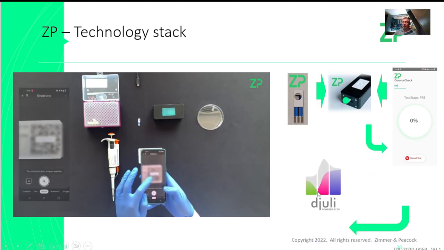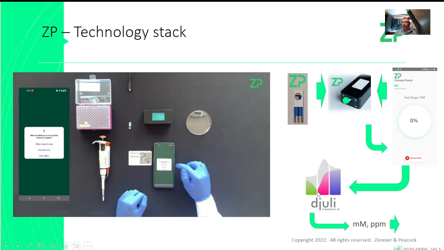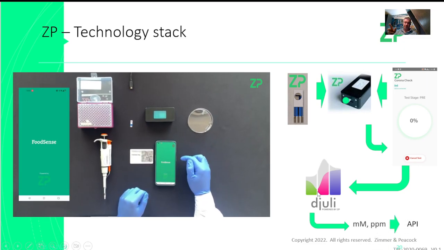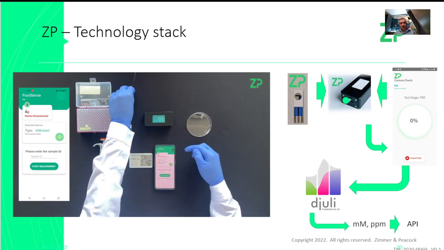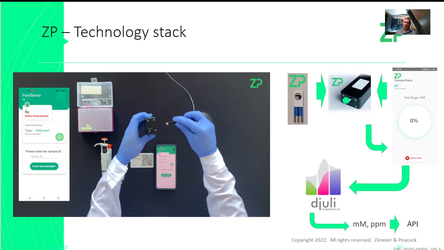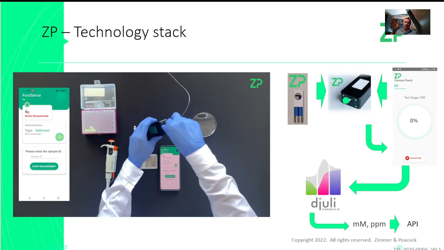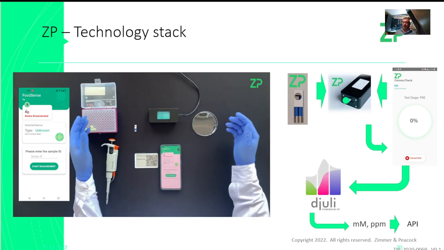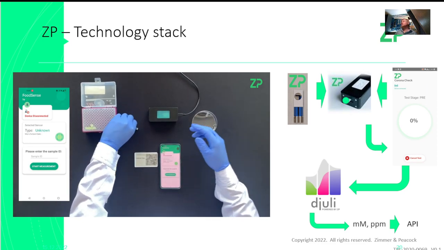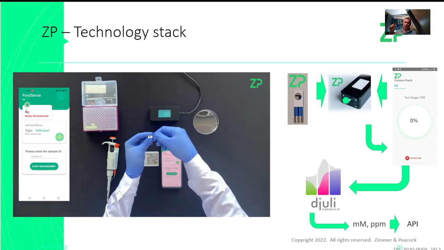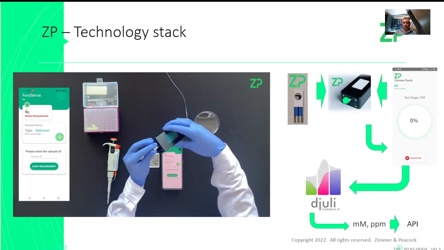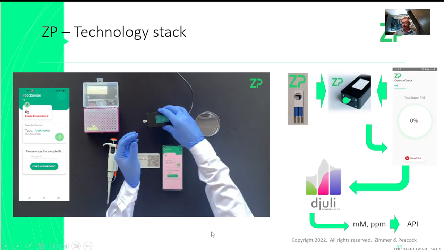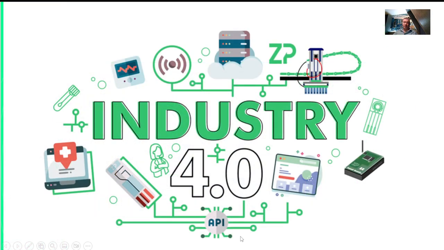and even in that technology stack, we definitely have an API policy, an application program interface policy. So any software companies out there, any IoT companies, any consultants, ZP has a technology stack of sensors, electronics, and connectivity to the cloud. We process the raw data into information in the cloud, and then we can pass it on to third-party dashboards and software using an API call. So this is really part of our whole strategy around Industry 4.0.